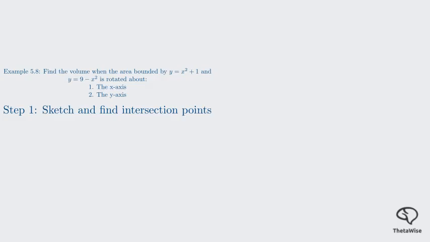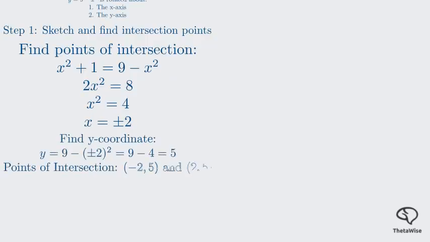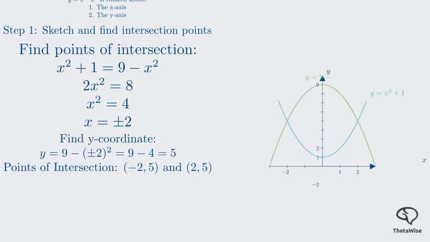To find where they intersect, we set their y values equal. Solving x squared plus 1 equals 9 minus x squared, we get 2x squared equals 8, or x squared equals 4. This means x equals positive or negative 2. Plugging x equals 2 into either equation gives y equals 5. The intersections are at (-2, 5) and (2, 5). So here is our sketch. The upward parabola is the inner curve, and the downward parabola is the outer curve.